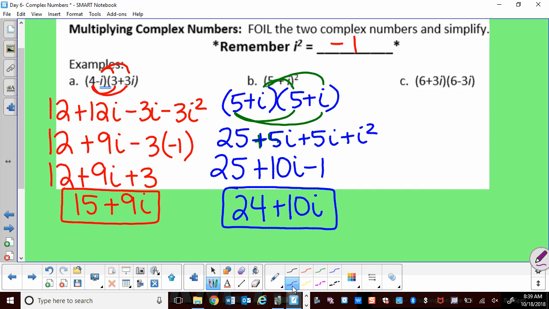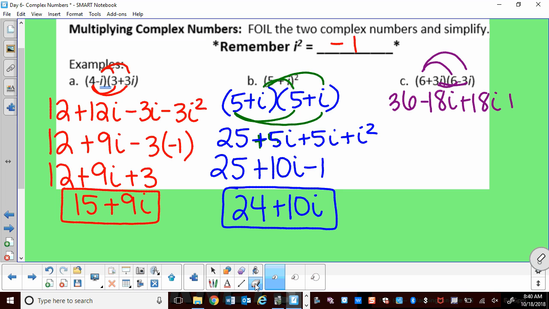All right, for my last expression for FOIL, I'm going to multiply these two. So first times first. 6 times 6 is 36. Outer, negative 3i times 6 is negative 18i. Inner, 3i times 6 is positive 18i. And last, 3i times negative 3i is negative 9i squared.